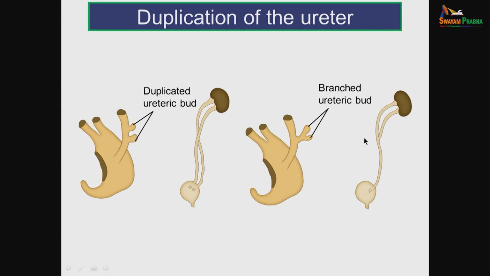See the picture which I am pointing, the third picture. Instead of two buds, there is a single stem and there are two buds coming from that. So what happens is, see the fourth picture, there is a single ureter but above it is branched. This is called branching of the ureteric bud. So the ureter is branched, but the stem of the ureteric bud is a single stem, and hence when it opens, it is a single ureter which is opening into the bladder. So this is duplication of the ureter.